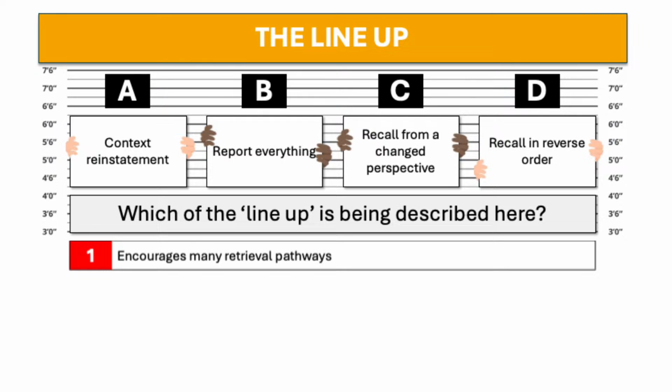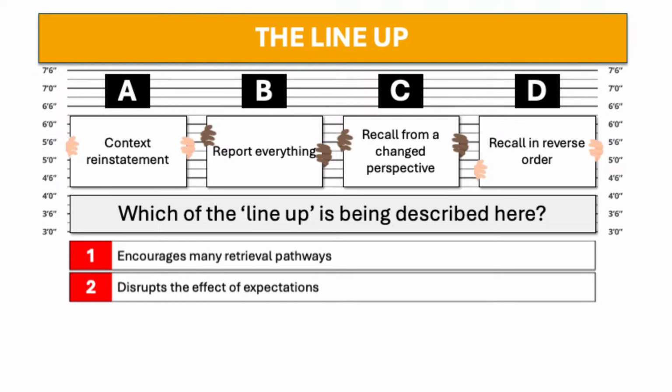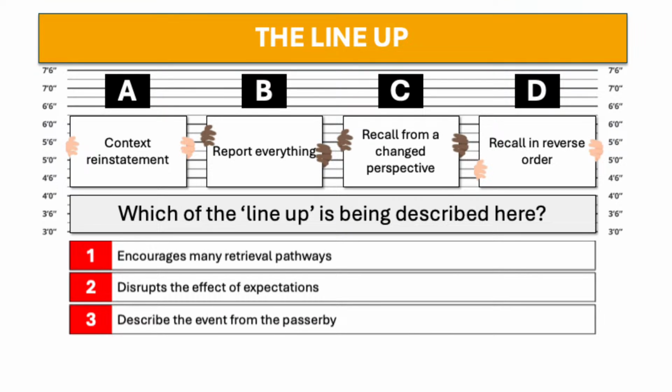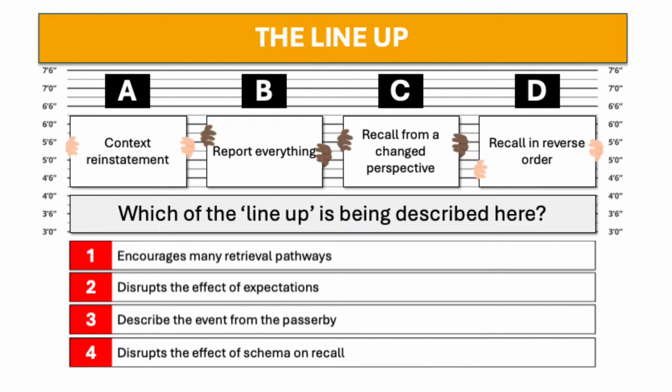So we've got it encourages many retrieval pathways. The next clue is that it disrupts the effects of expectations. Our third clue is it helps us to describe the event from the passerby. And then finally, number 4, it disrupts the effect of schema on recall. So which one from A through to D is best being described here?